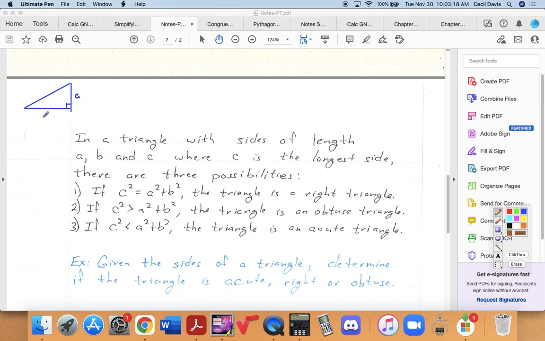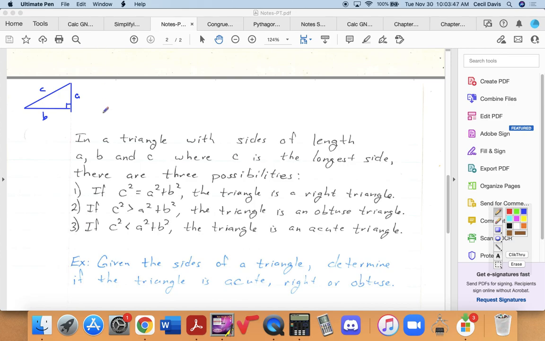I'll call these two sides A and B and the hypotenuse C. Everybody good with that so far? What would happen in this triangle if I left A and B as the same length that they are right now, but I was able to make C longer? What would happen to that right angle? It would become obtuse. It would get bigger, wouldn't it?